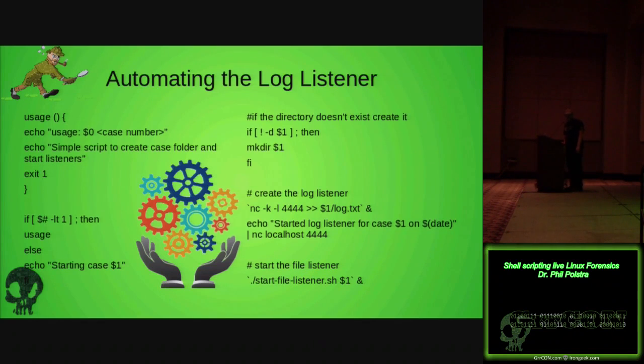I create a log listener. Again, I use NC with the -k option to keep it alive. And then I send all of this information to a file called log.txt. And notice I have that run in backticks, and I background it with the ampersand. And then I just print out a little message saying, oh, guess what? I just started this log listener. Okay. I also start the file listener, which is a separate script right at the very bottom.